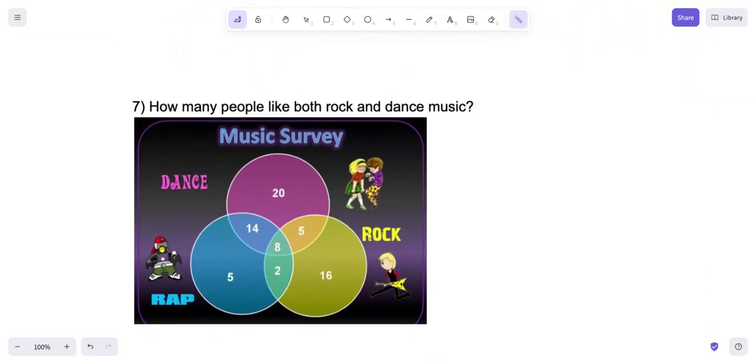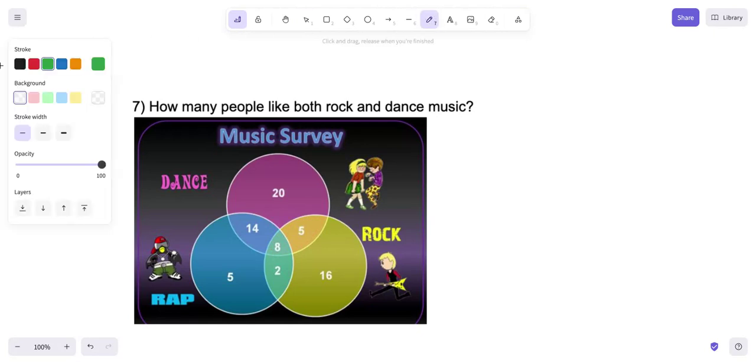Number 7. How many people like both rock and dance music? Keyword is and. And means overlap. So I want the overlap between rock and dance. Rock is here. Dance is there. They overlap right here. Again, the 8 counts because I don't really care about the rap, so it still counts. Where they overlap is 8 plus 5, which means there are 13 people that like both rock and dance.